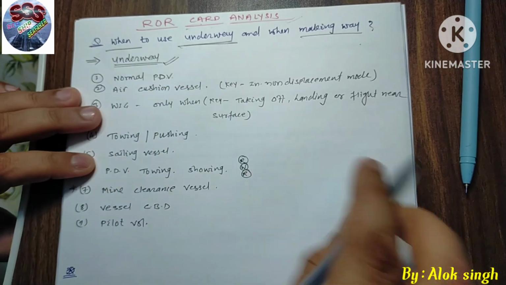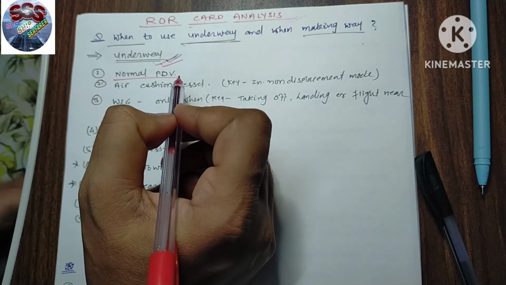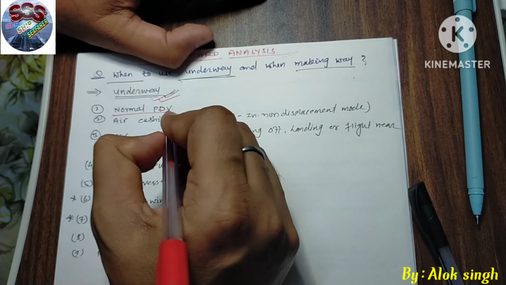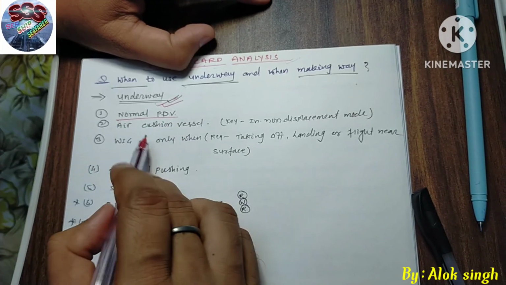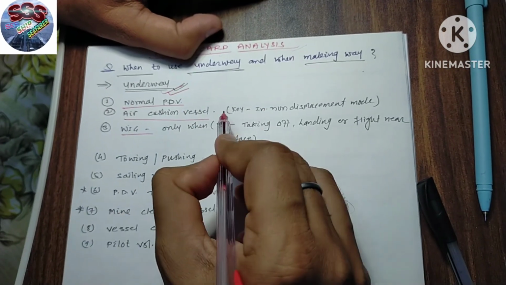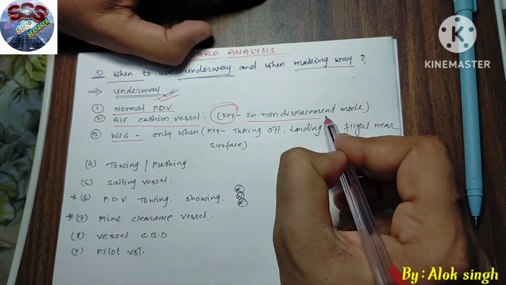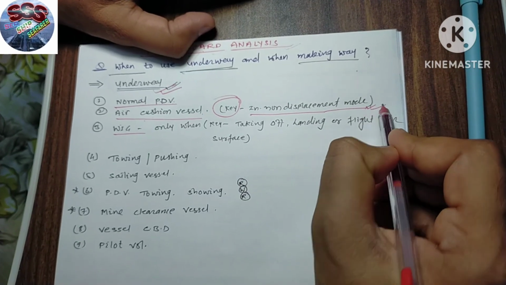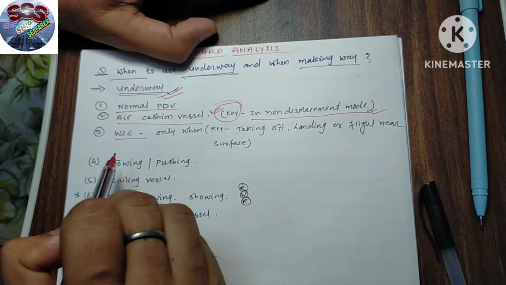The first thing we have to say underway for is the normal power-driven vessel. Whenever there is a normal power-driven vessel, which is defined under Rule 23, we always use underway. Under Rule 23, the air cushion vessel also comes, and the WIG craft. But when talking about the air cushion vessel, the key point is non-displacement mode. Whenever you say air cushion vessel, you must tell it in non-displacement mode. So this is the first key point regarding the power-driven vessel.